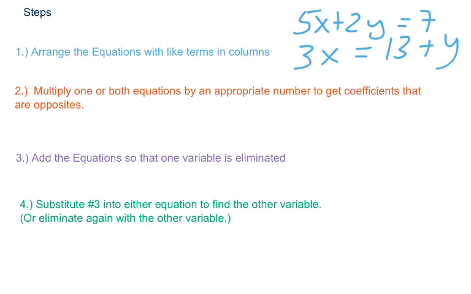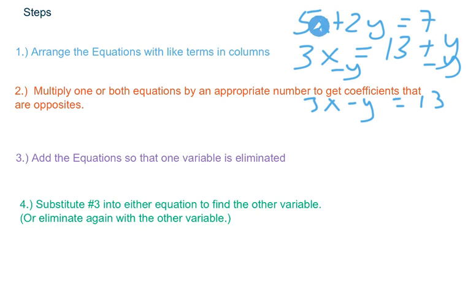So we'll go ahead and do this the traditional way, which is to put them both in standard form. That first one is already in standard form. And then what we need to do on the bottom equation is subtract y from both sides, because we need the y on the left side of the equal sign. So we'll subtract the y, and that gives us 3x minus y equals 13. And now these line up.